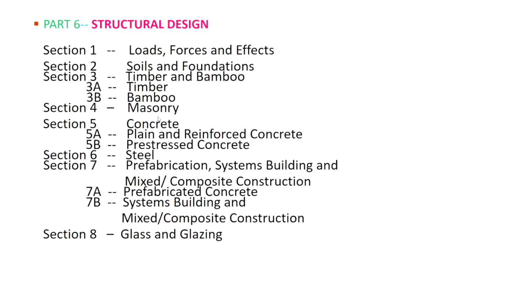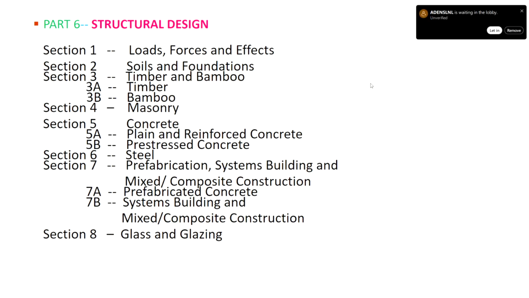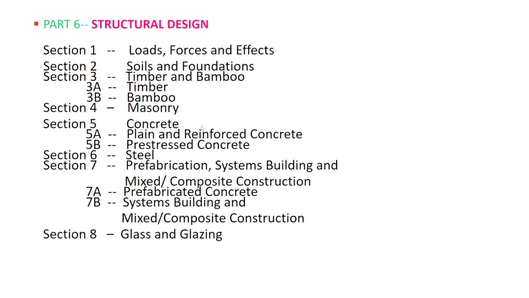Timbers and bamboos, timbers, masonry, Section 4. Masonry is not used much for us, but still some provisions are there. Section 5 is exclusively for concrete. Now here you can see Section 5A is for plain and reinforced concrete. 5B is being used for pre-stressed concrete. Now can anybody tell, are we using any type of pre-stressed concrete in our building works? Maybe those who are dealing with station development works. Do we use pre-stressed concrete works in making of buildings?